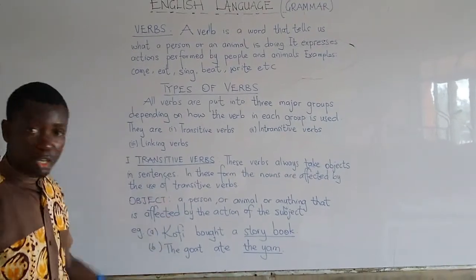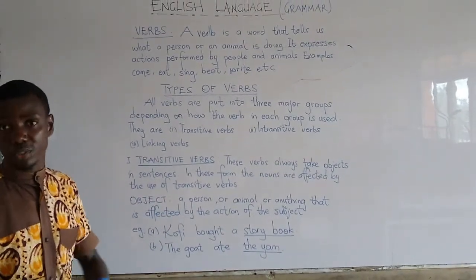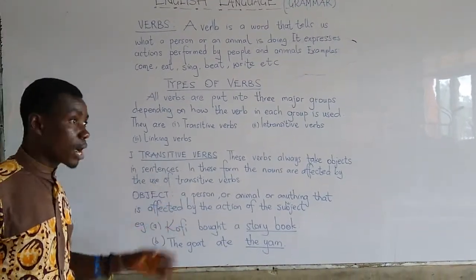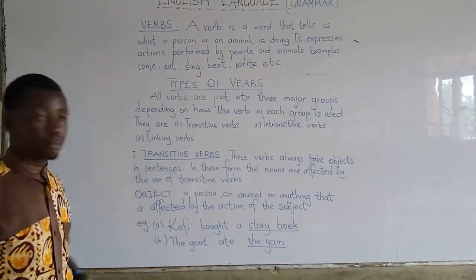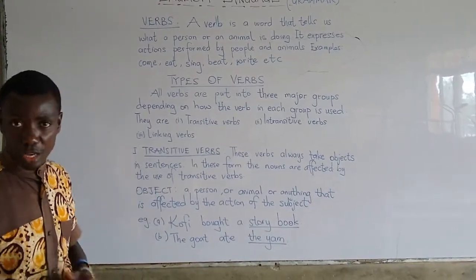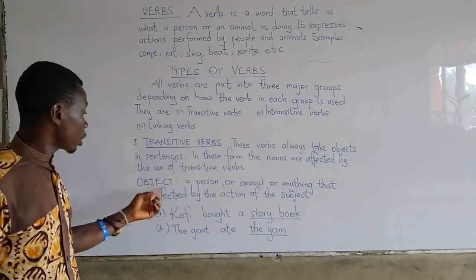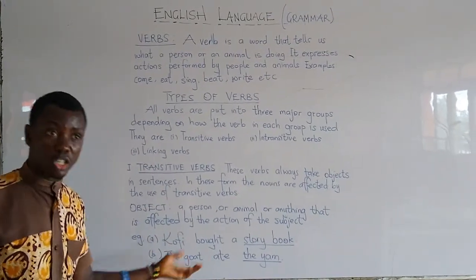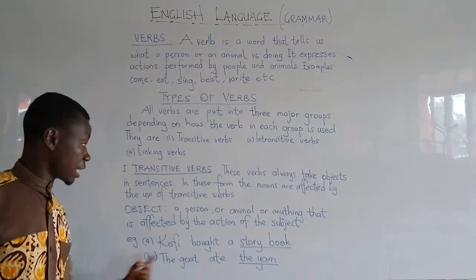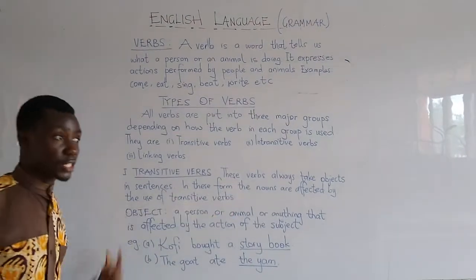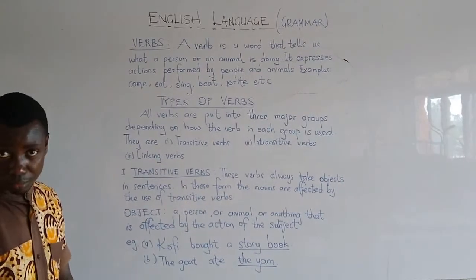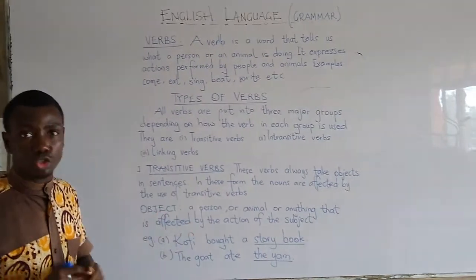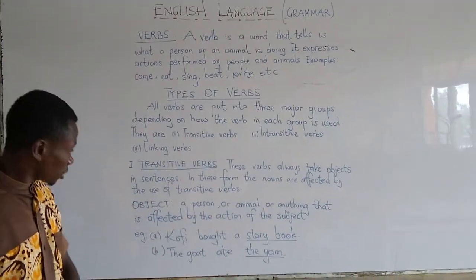The subject is the person who performs the action. It can be a human being or an animal. So the performer of an action is the subject. The doer of an action is the subject. Now, the object here simply means the person or an animal, or it can be a thing, that suffers the action or that is affected by the action of the subject. So the object is the person, animal, or the thing that suffers the action we talk about in the sentence.